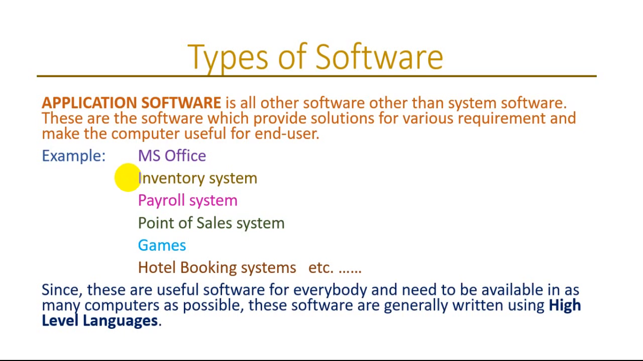Since these are useful software for everybody, and need to be available in as many computers as possible, these software are generally written using a high-level language. Why? Because if you write using a low-level language, it will only work on one processor set. If you want to go to another processor, you have to rewrite it, and for another one, you have to rewrite again. So you would have to write for every processor.